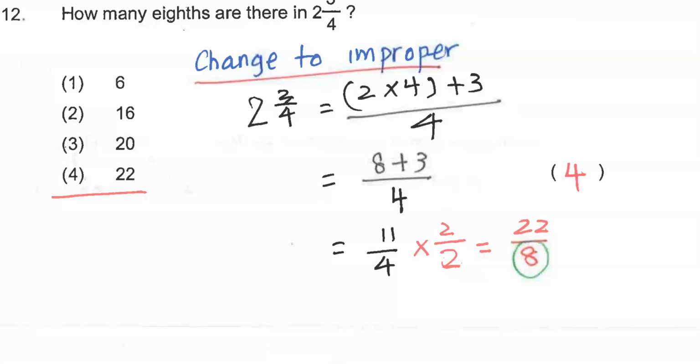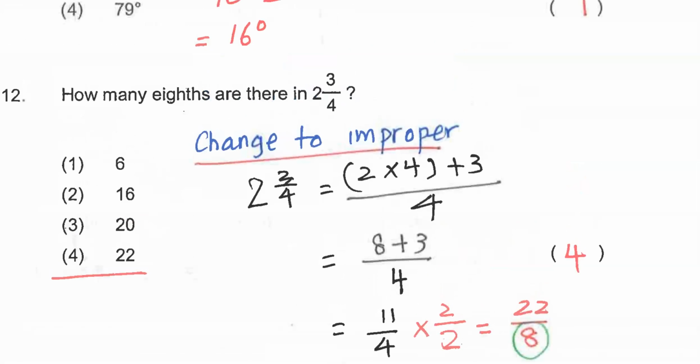Next, 12. How many 8s are there in 2 whole and 3/4? First, very importantly, change it into an improper fraction. When you change into an improper fraction, the step is 2 times this 4 here, so you have 8 plus 3. Leave the denominator there. So 8 plus 3, we have 11 over 4.